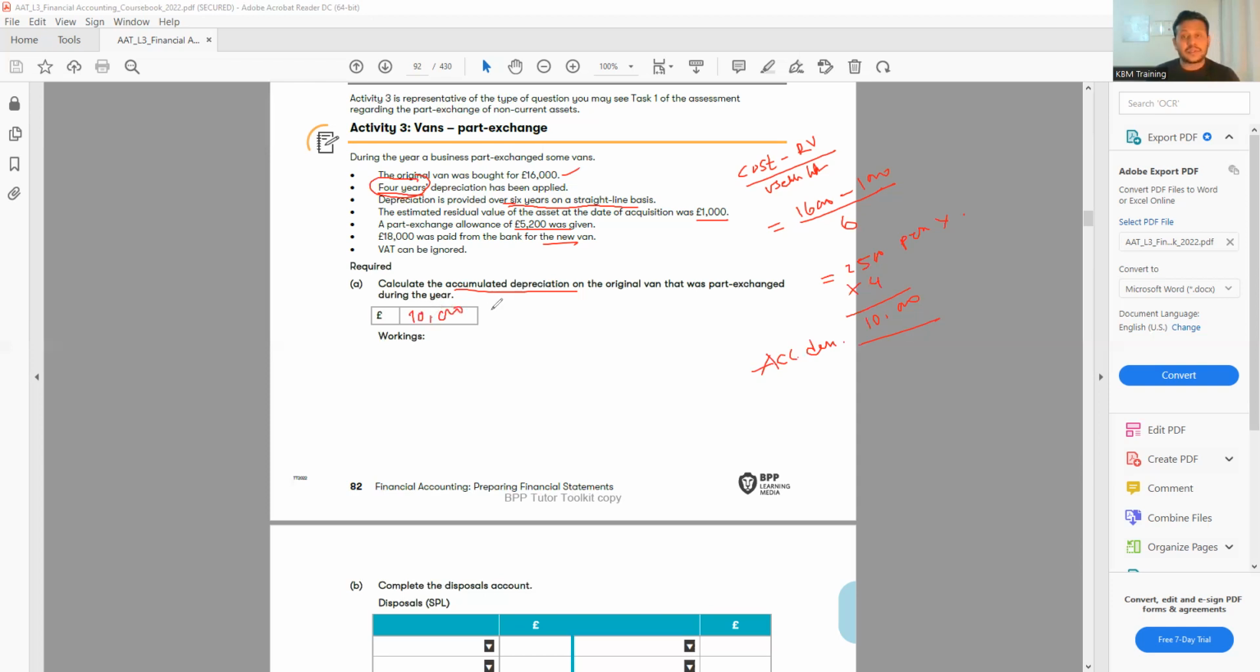Be very careful with the depreciation method. If the question asks you for diminishing balance, you have to calculate a different way. If the question asks you for straight line, the depreciation per year will be the same.